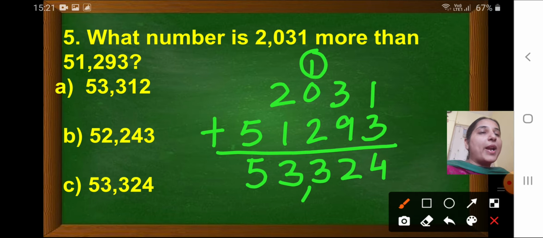53,324. So can you find the answer? Which is the correct option? Yes, option number C, 53,324. Okay. Now let's move to the next question.